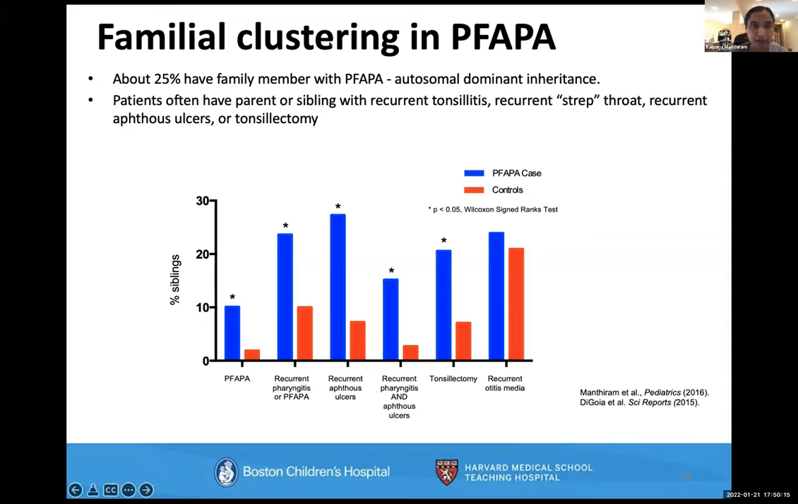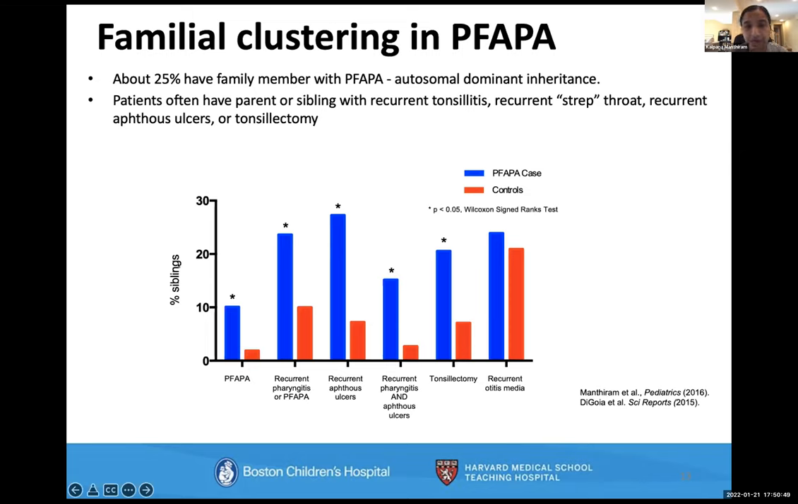But in addition to PFAPA, we found that first degree relatives of patients with PFAPA also had a high incidence of not only PFAPA, but also recurrent tonsillitis, recurrent strep throat, recurrent aphthous ulcers, and tonsillectomy. So this graph shows the percentage of siblings among patients with PFAPA in blue and controls who did not have the disorder. And we find a higher prevalence of these associated conditions, recurrent pharyngitis, recurrent aphthous ulcers, and tonsillectomy.